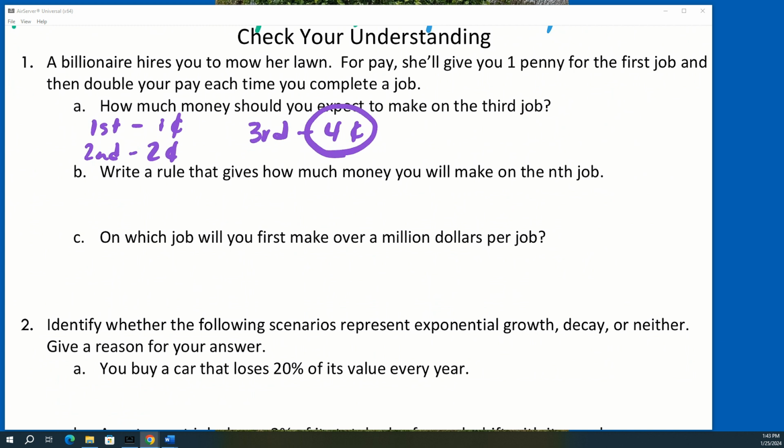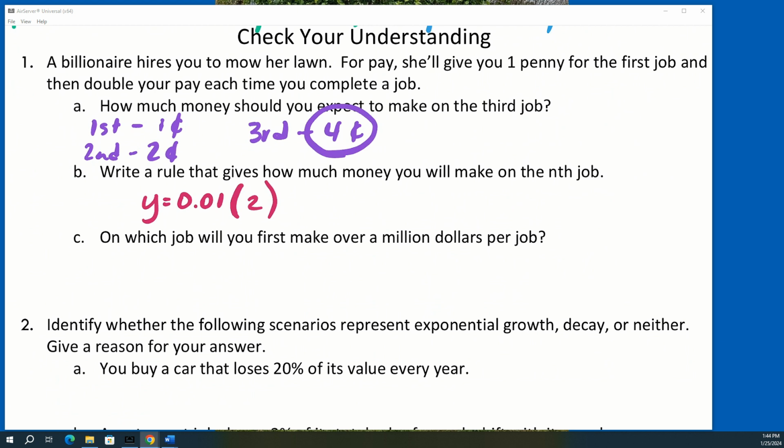All right, so then let's see. We're going to write a formula to represent how much money you make after the nth job. So what should the initial amount be? Penny, which is 0.01. What should the base be in this situation? For doubling, 2 is whatever you're multiplying by each time.